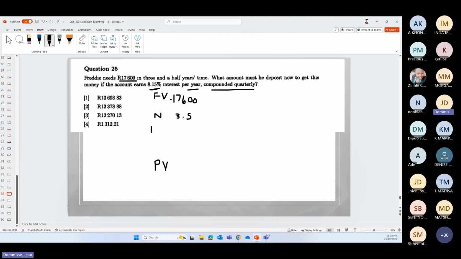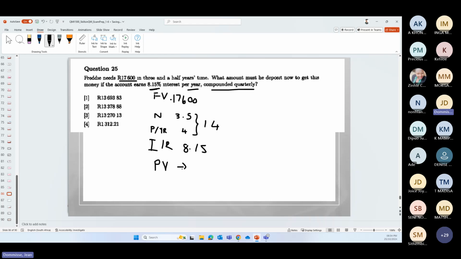Then compounded quarterly, so times per year is 4. So the periods will be 3.5 times 4. We will end up with 14 periods. The interest rate is 8.15%. And then we will get the present value.